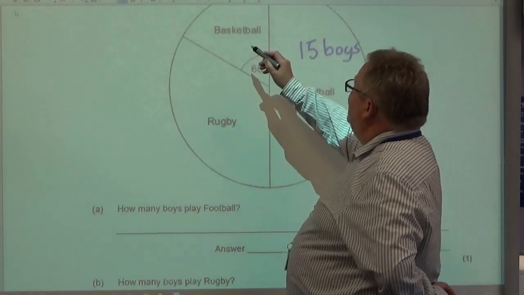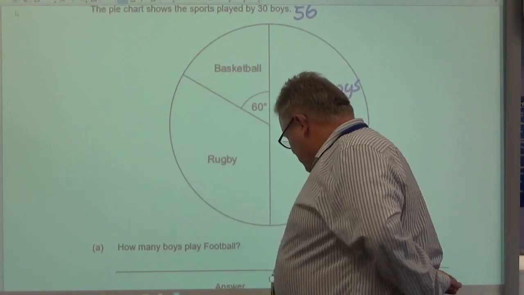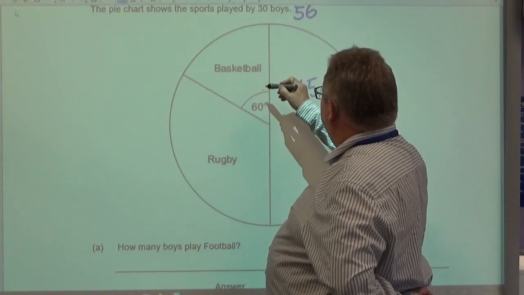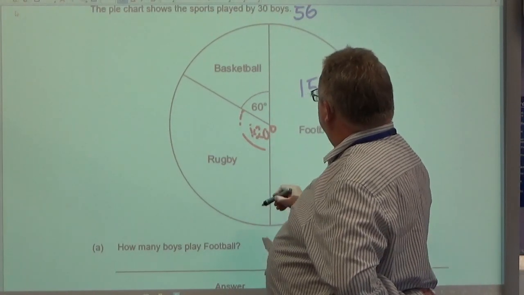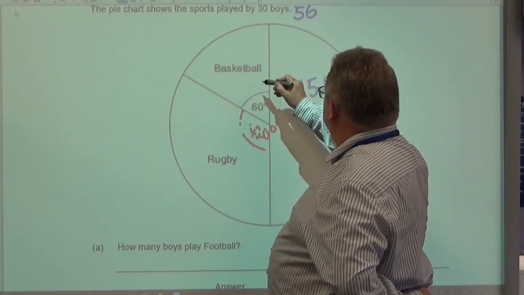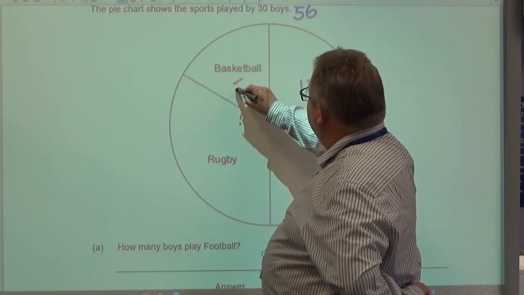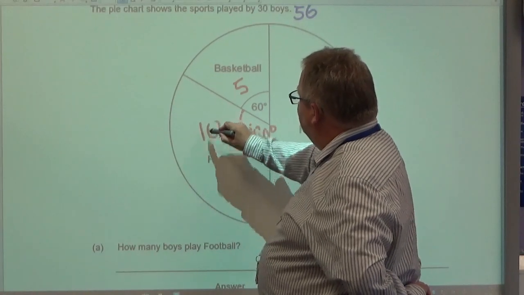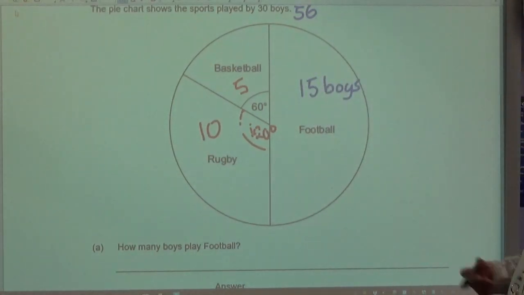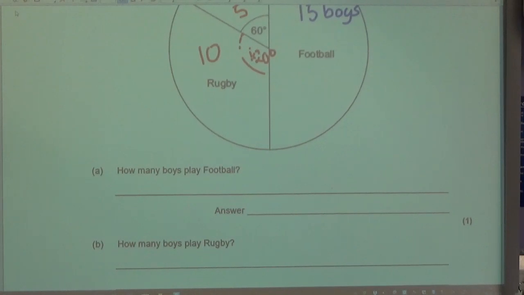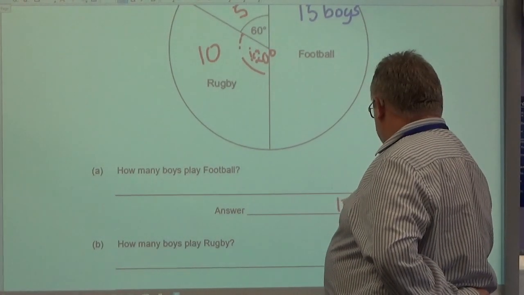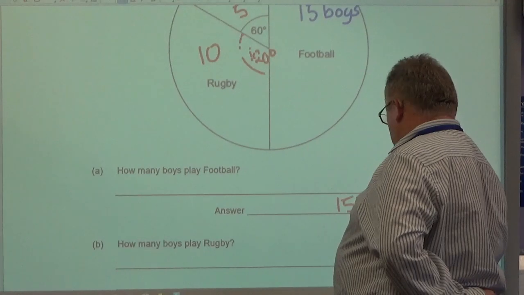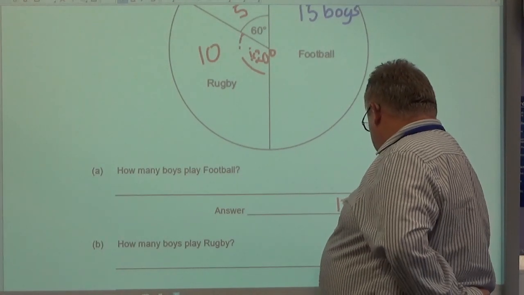And then how many boys play rugby? So this bit here, we've got 60 degrees, and then we've got 120 degrees there to make that 180. So that 15 is going to be split, and we divide that by 3. So there's going to be 5 playing basketball and 10 playing rugby. Okay, so you'd be able to use your calculator on these, but they're the sort of questions you can probably work out in your head. So 15 for 15 boys, and 10 boys for the next bit.